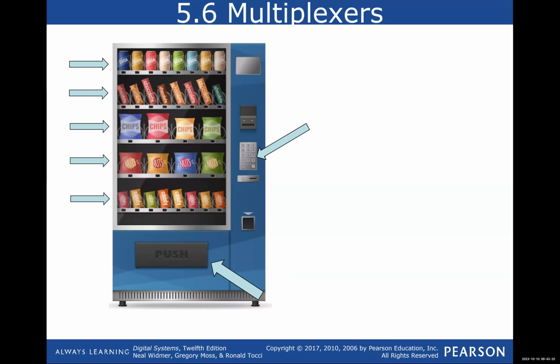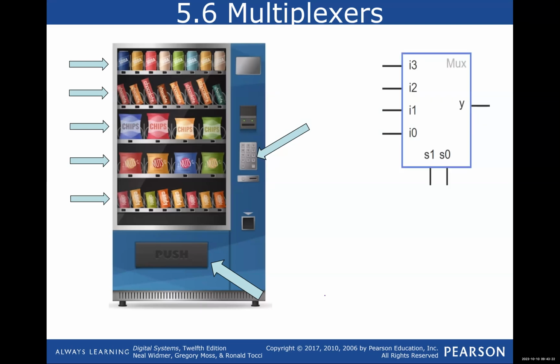Okay, so that takes us to what we call a multiplexer. So a multiplexer will always have multiple inputs and only one output. So think about this. This is your candy. This is your soda. This is your chips. And maybe this is your chocolate, whatever. Okay, so these are your data. We call those, these are my data of the multiplexer.